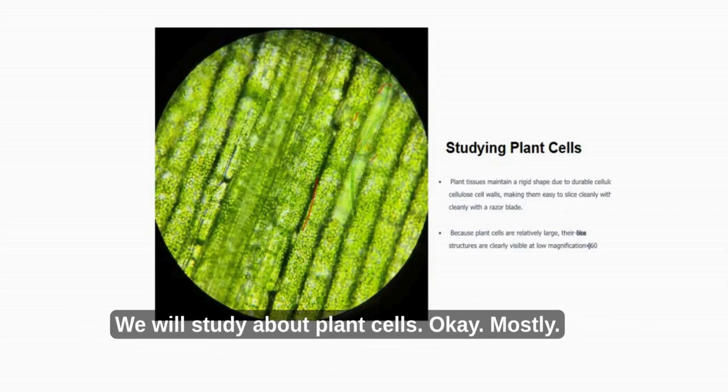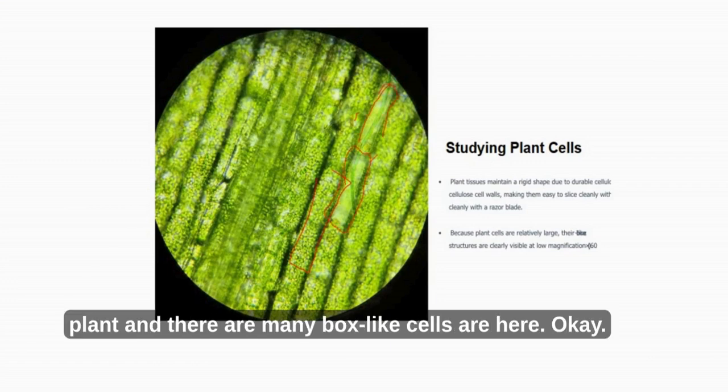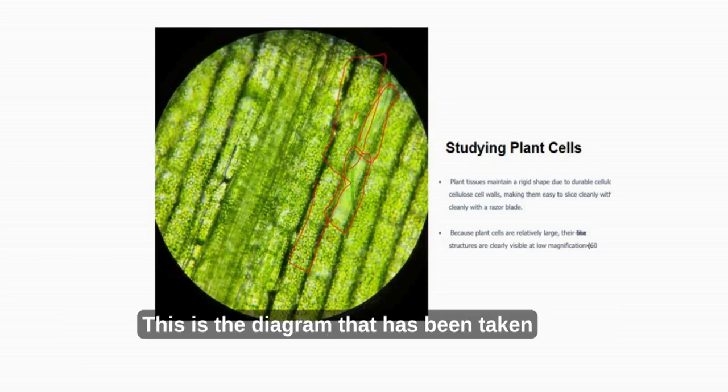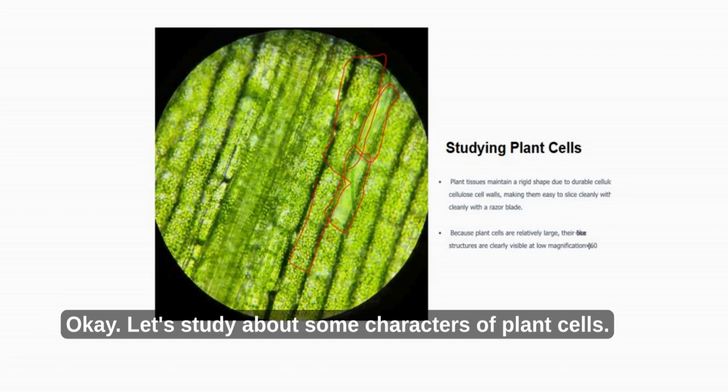We will study plant cells. Mostly plant cells are box-shaped. Here you are seeing a stem of a plant, and there are many box-like cells here. This is the picture taken under 600x magnification. Let's study some characters of plant cells.